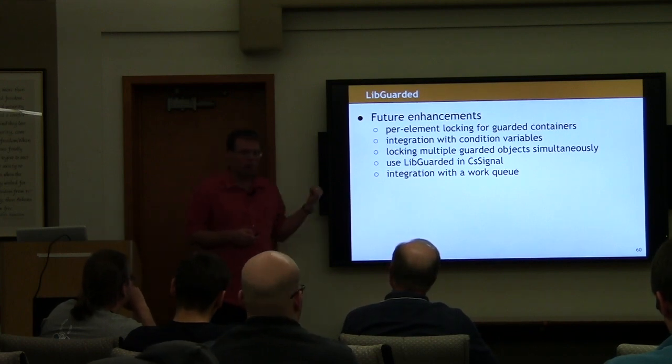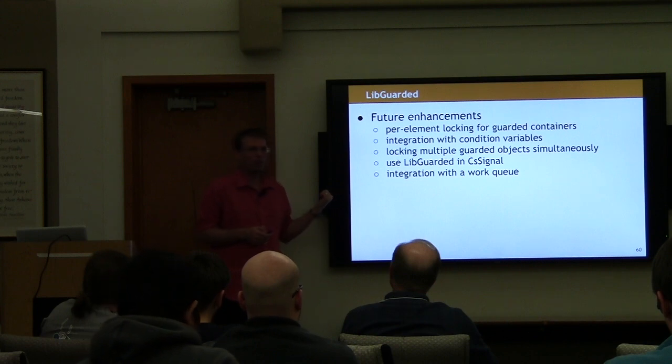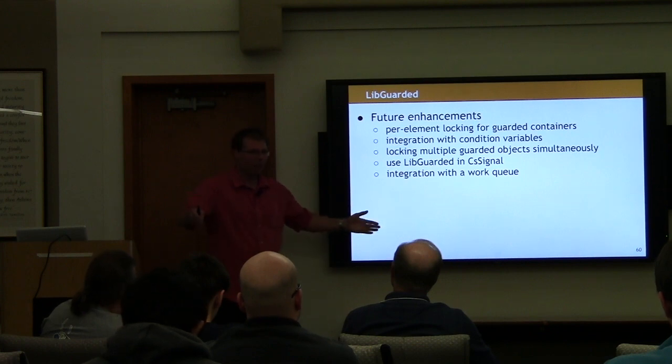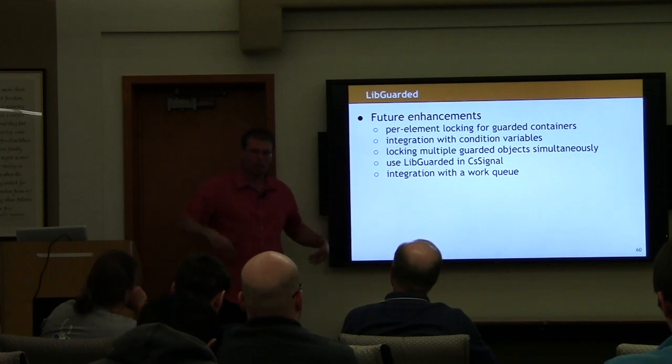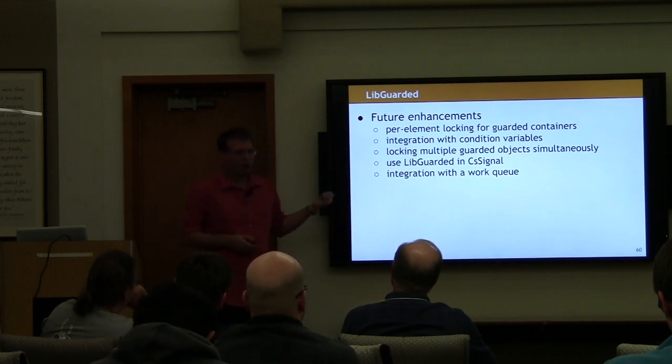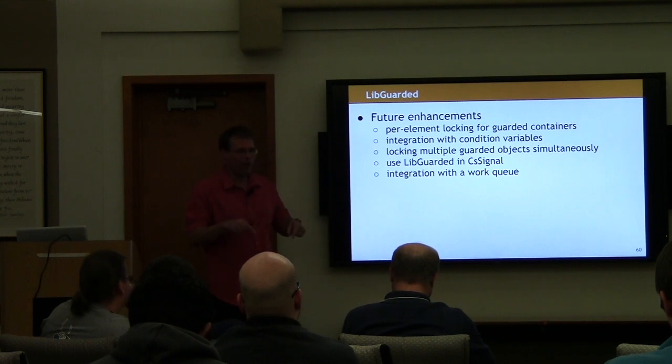Locking multiple guarded objects at the same time needs to just be an extension of the std lock function that returns a tuple of handles to the objects that you locked. That's reasonably straightforward to implement. I want to use libguarded in our signal library so that it is not just correct but maintainable.